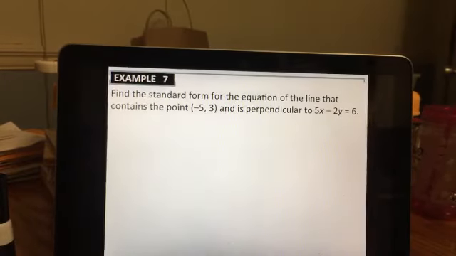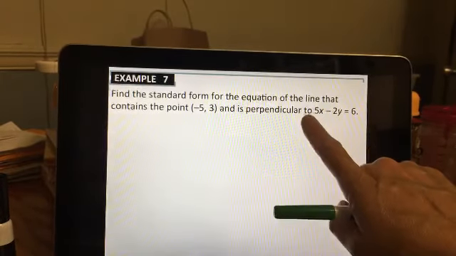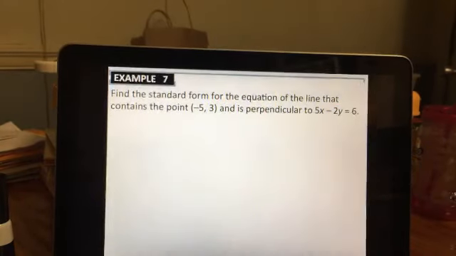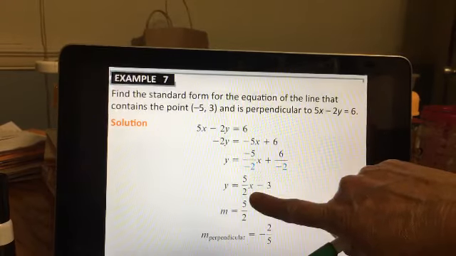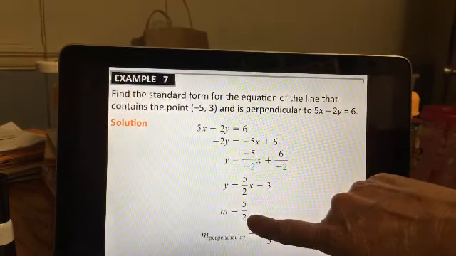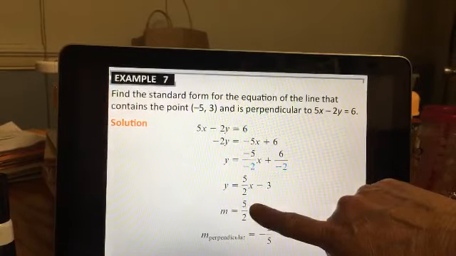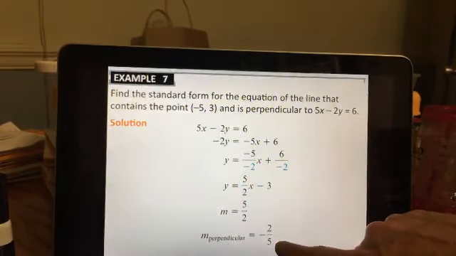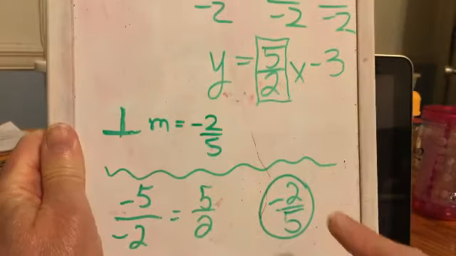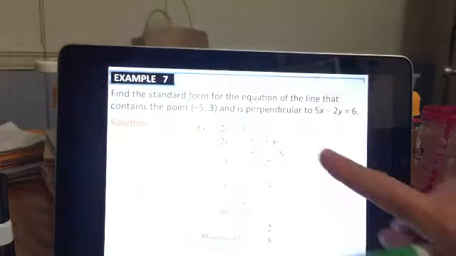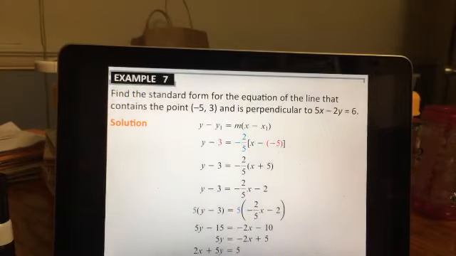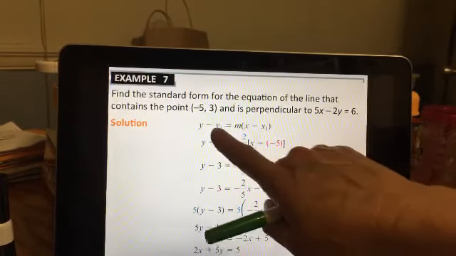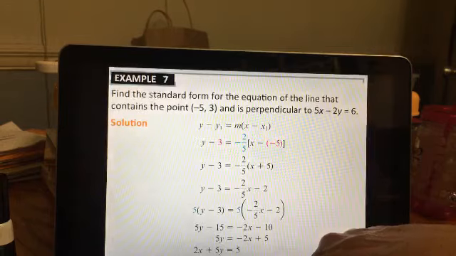Now I have a point, and I know that the slope I desire is negative 2/5. So they're going through the process of getting it into slope-intercept form to find out that the slope of this line was 5/2, just like we did, and the perpendicular slope is negative 2/5, which is what we had. So we're going to take that and the point that they gave, and that's what they're doing here. They're putting it into the point-slope form of the line, and they're cranking out their standard form.